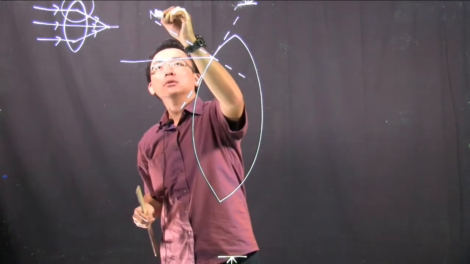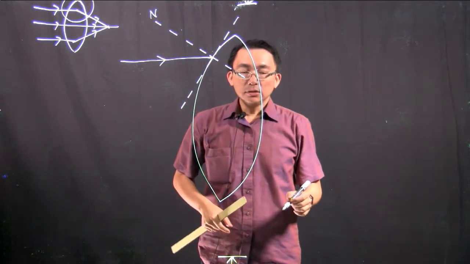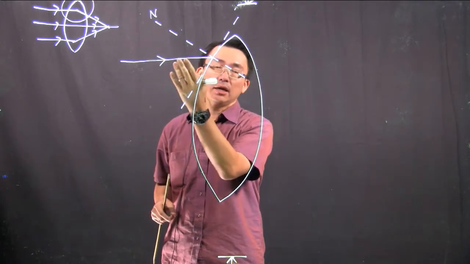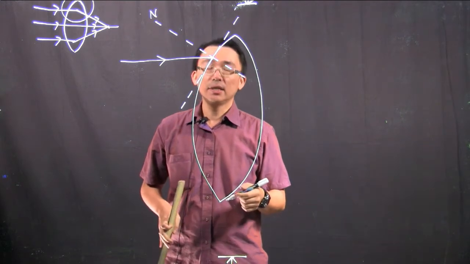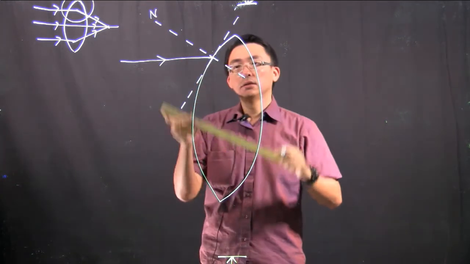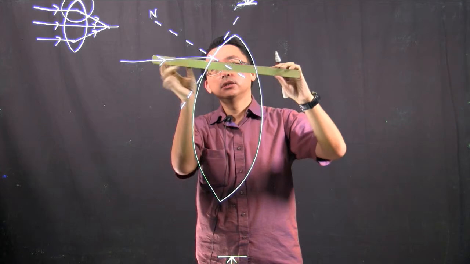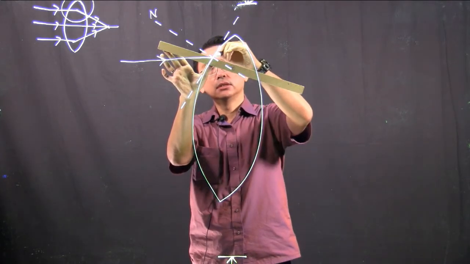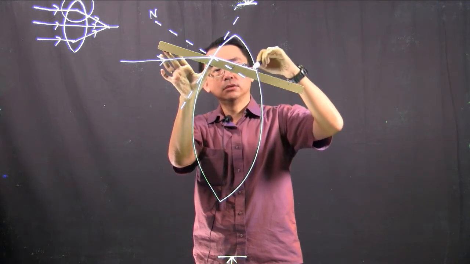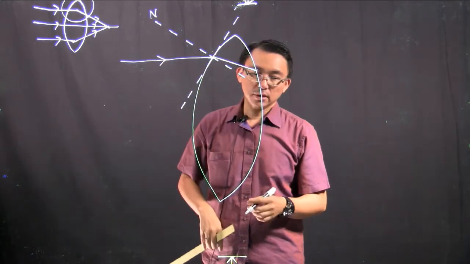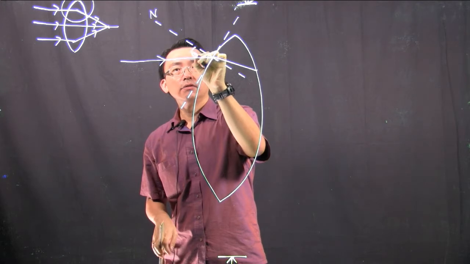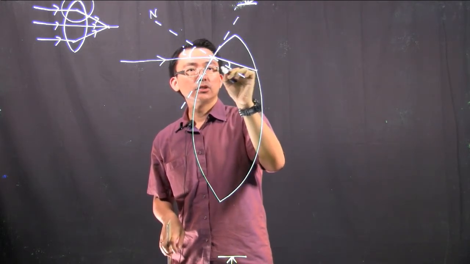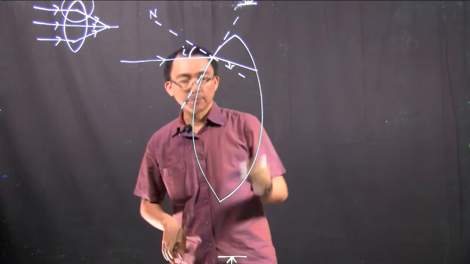This is the normal. As you have learned from refraction, as the light comes from the less dense air into the denser convex lens, how does it refract? It bends towards the normal, having the angle of incidence larger than the angle of refraction.